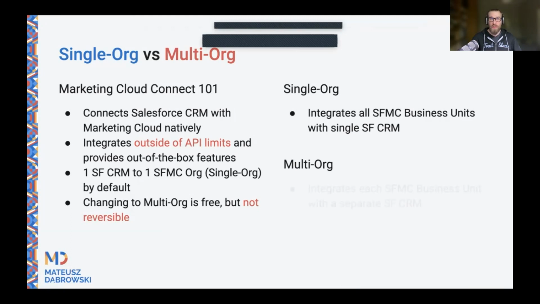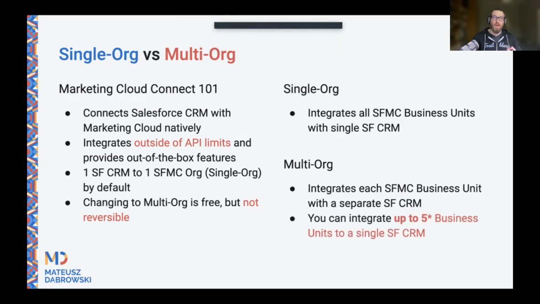Multi-org is a bit different. Multi-org integrates each Marketing Cloud business unit with a separate Salesforce CRM. You can integrate up to 5 business units to a single SF CRM. And you can see that there is an asterisk, and this asterisk is because while you can integrate more than 5, because it is not a hard limit, there will be huge performance issues if you go above this limit.